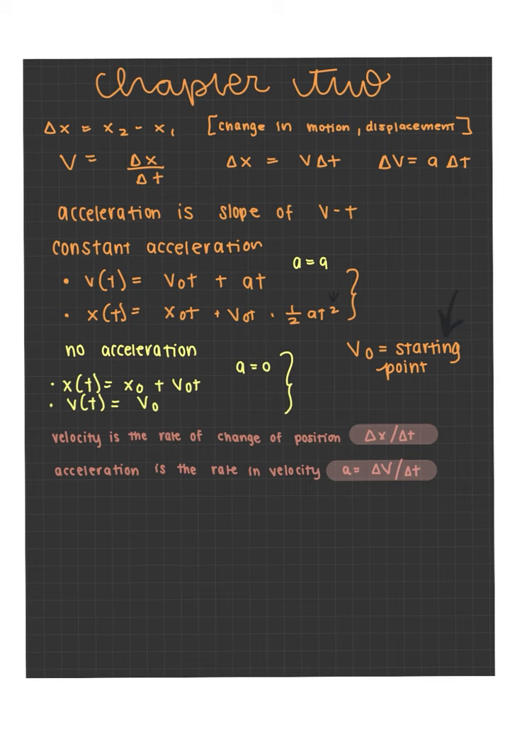So down here, again, it helps to better explain that velocity is the rate of change of position, and that's the change of the position over the change of time, and acceleration is the rate of change of velocity. So a equals the change in velocity over the change in time. These are just some of the key concepts of this chapter.